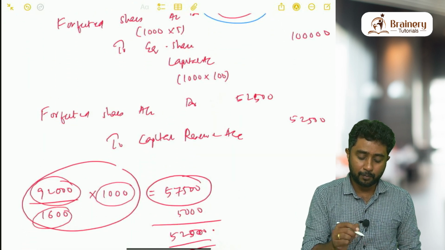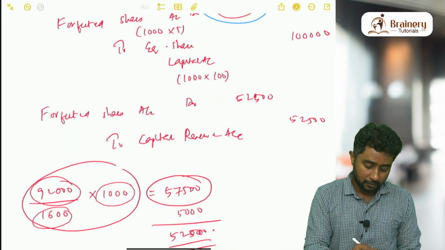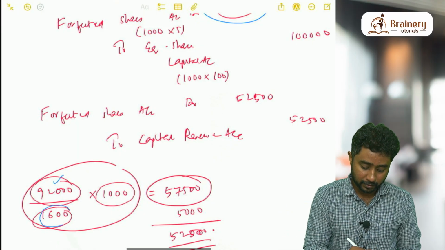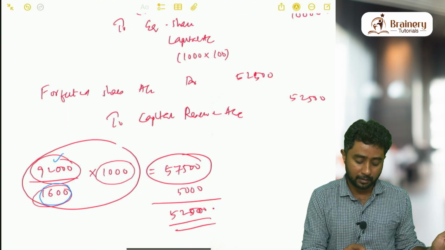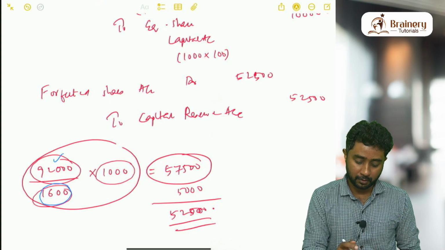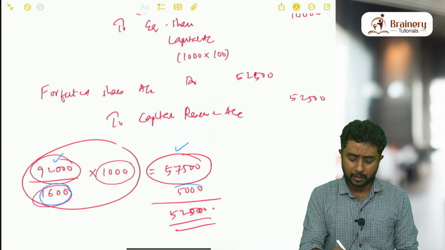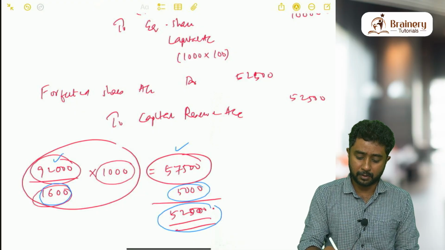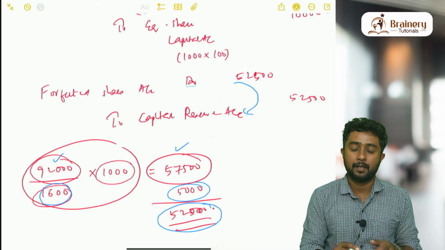We found how much money is there in the forfeited shares account related to 1,000 shares. So 92,000 divided by 1,600 shares. I will repeat the formula: the total amount that is there in the forfeited shares account, divided by number of shares forfeited, into number of shares reissued. We'll be getting 57,500. Out of that, we have already used 5,000, so the remaining is 52,500, which is transferred to capital reserve as it is a gain on reissue.